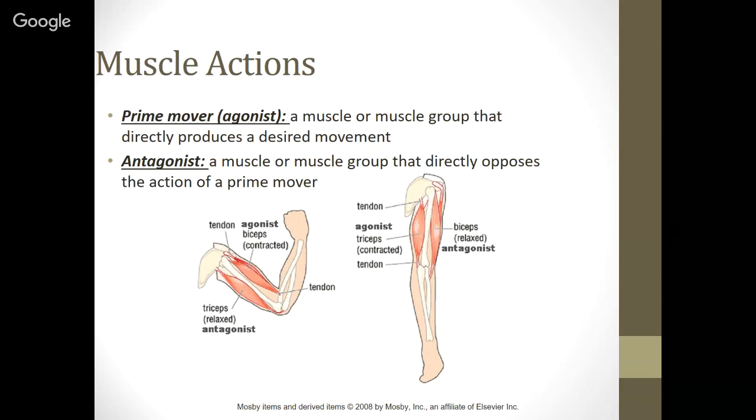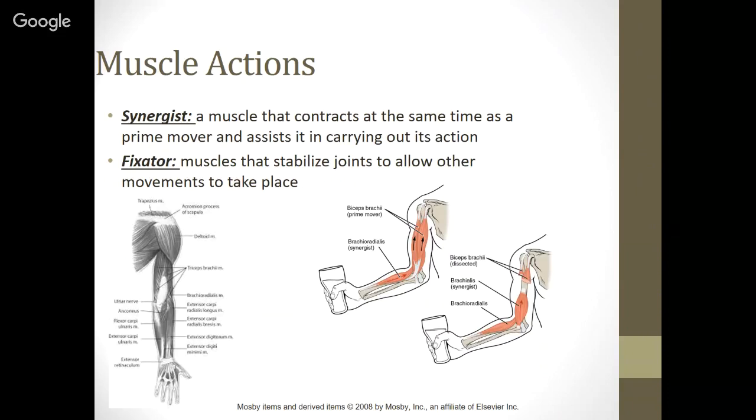The antagonist will be the muscle or muscle group that directly opposes the action of the prime mover. In this case, when you raise your fist, the antagonist is the triceps, or it's relaxed. Now, when you straighten your arm, your triceps contract. So that becomes the agonist, and the biceps become the antagonist. A synergist is a muscle that contracts at the same time as the prime mover, and it assists. It's synergistic. It assists in carrying out its action.